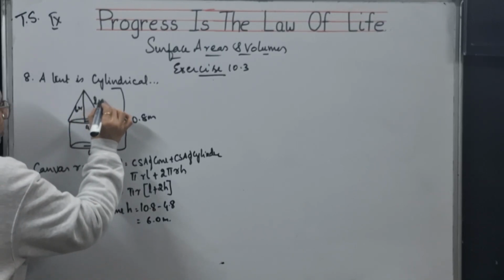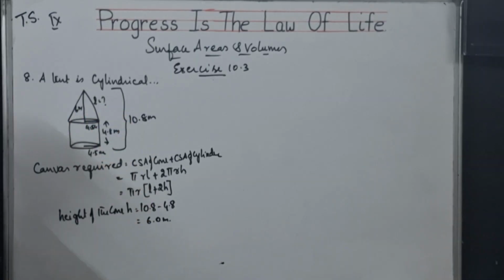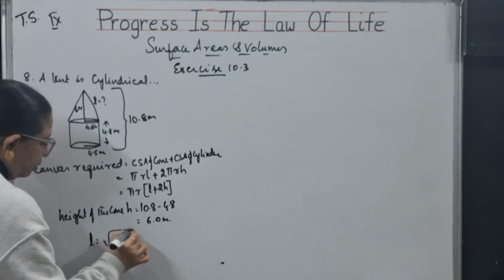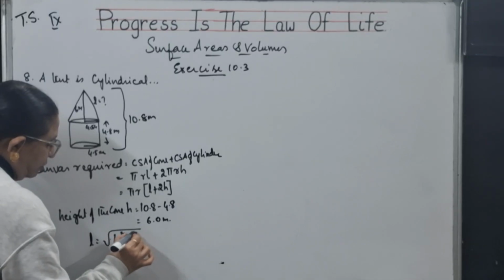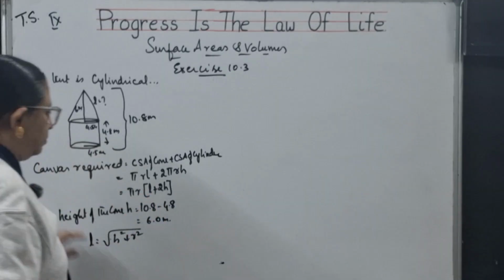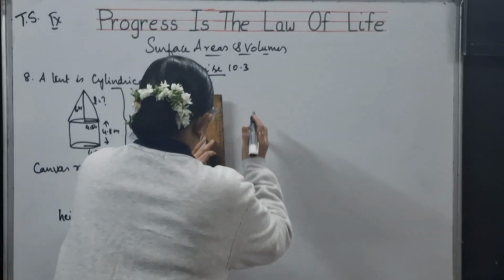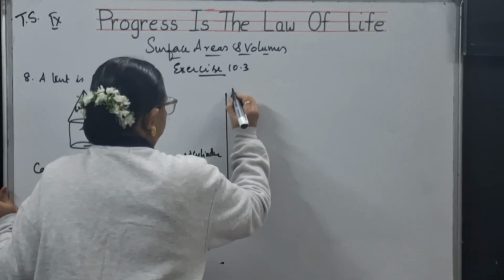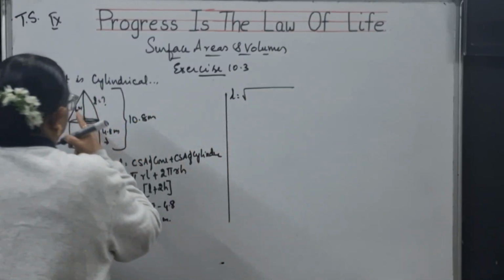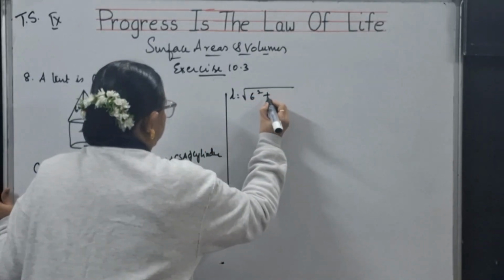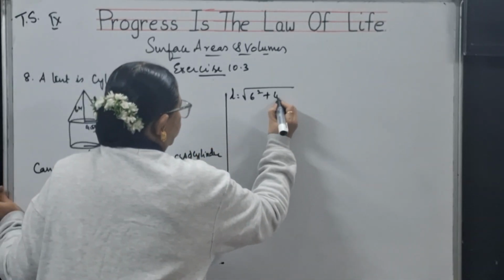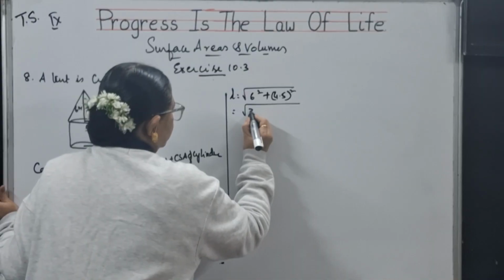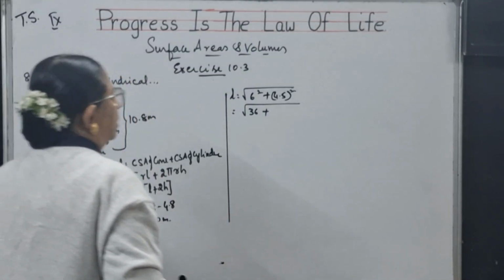Now first you have to find out what l is, because in the formula you have l. And how will you find it? l is equal to root of h squared plus r squared. So let us continue. So l is equal to root of h squared. h is how much? 6 squared plus r squared. r is 4.5 whole squared. That means, children, root of 6 squared is 36 plus 4.5 squared.